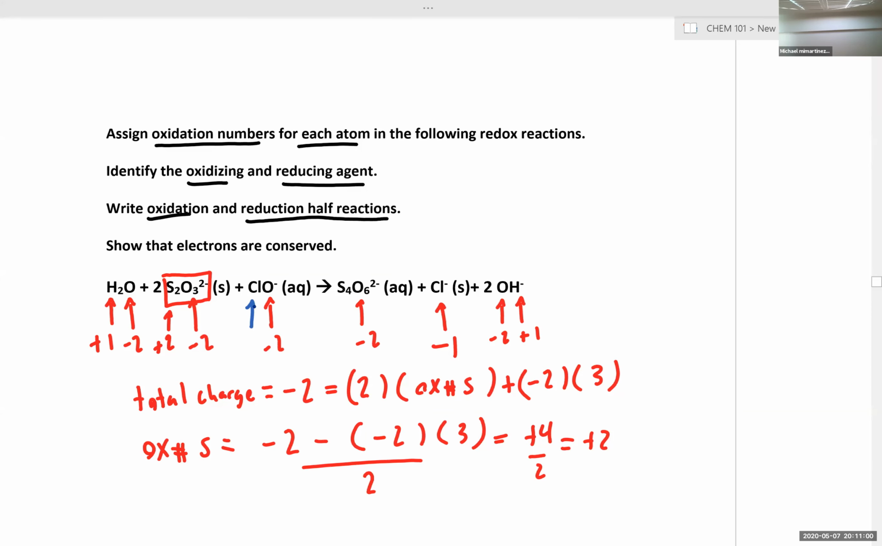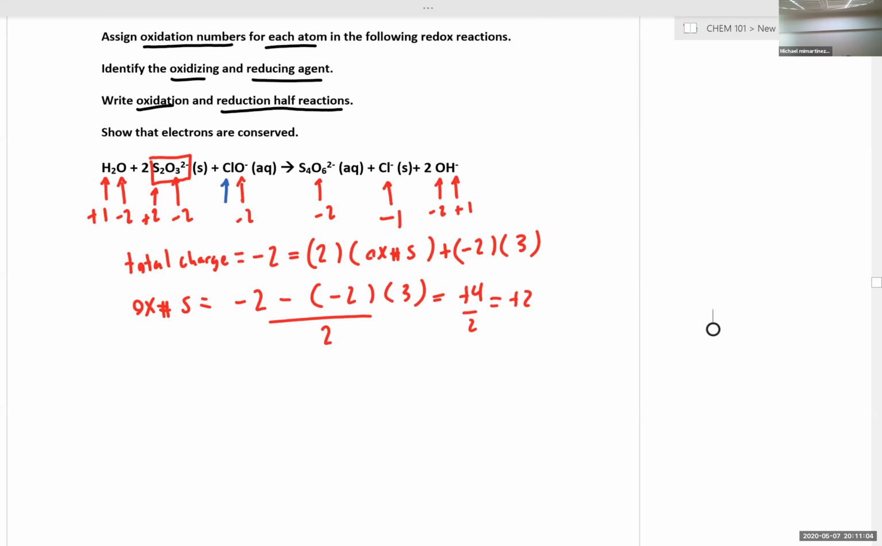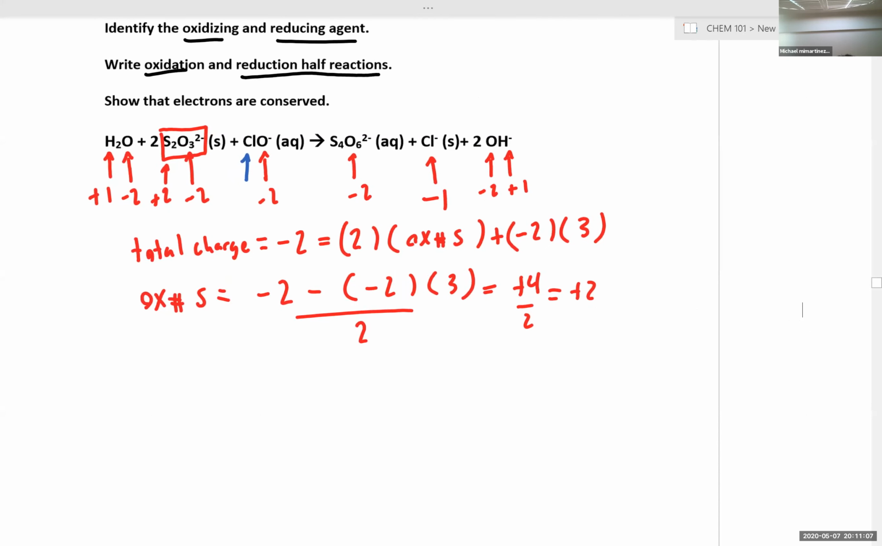In hypochlorite, let's try to figure out the oxidation number of chlorine. So we're going to use the same formula. The oxidation number of chlorine is equal to the total charge. And what is the total charge in this case? -1, exactly right. I have -1, minus the oxidation number of oxygen, which is -2, times the number of oxygen, divided by the number of chlorines. And that in turn gives us an oxidation number of +1.